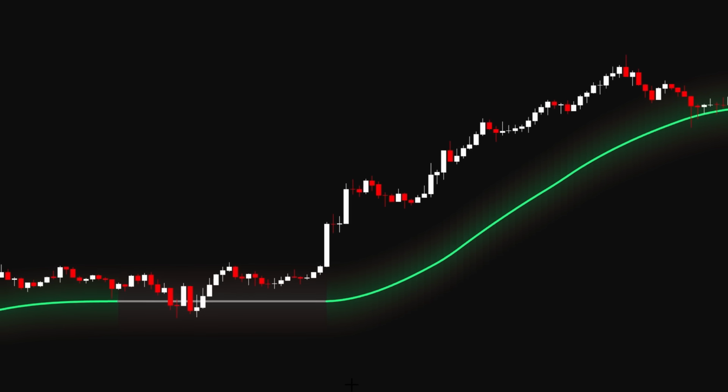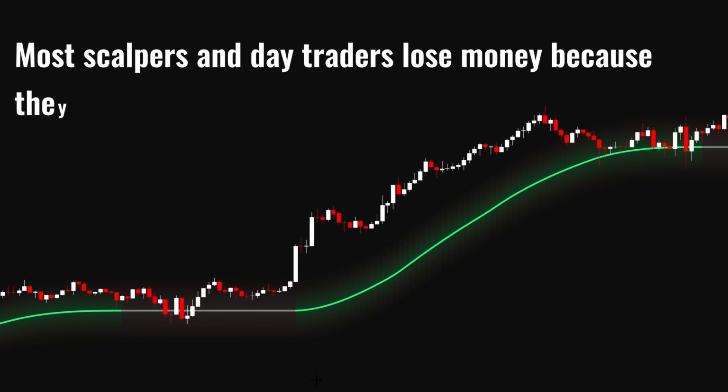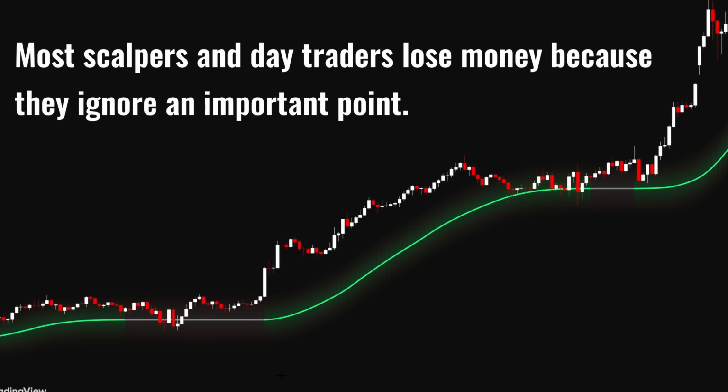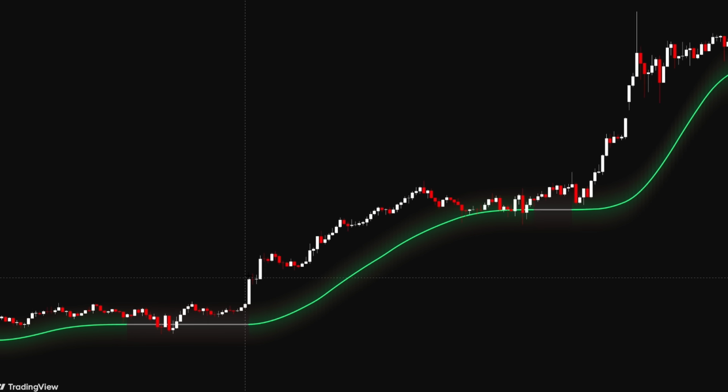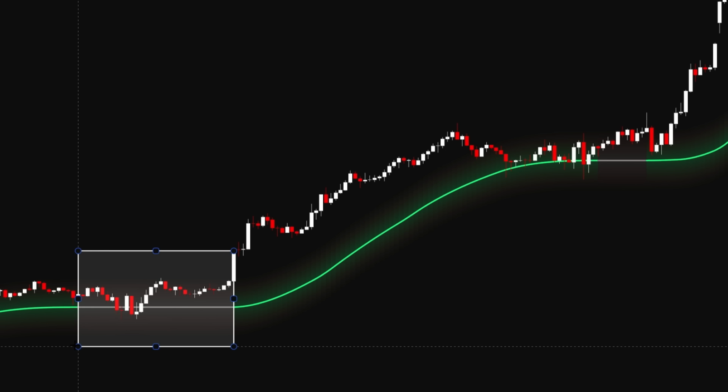Look at this chart for a second. Most traders would completely ignore what you're seeing right now. And that's exactly why they keep losing money, even when price looks easy. Watch the spot carefully. Nothing dramatic happens here. Price moves, but accounts die.